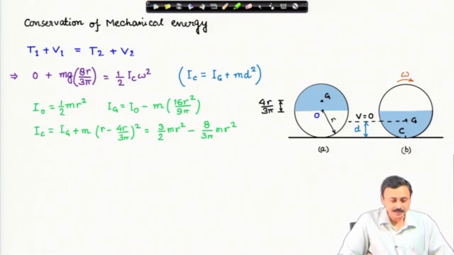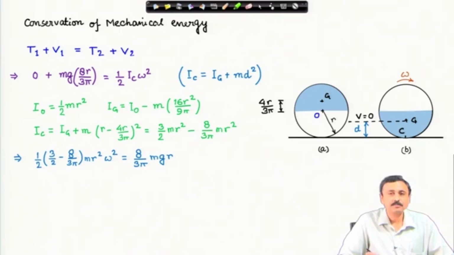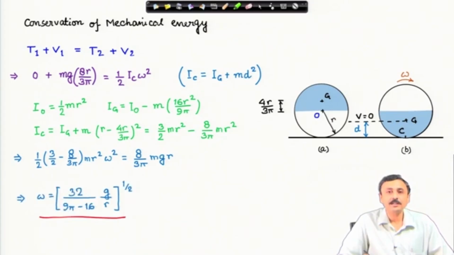So, we have I_C, the moment of inertia about C. I plug in all these expressions in the conservation of mechanical energy of the system, and finally determine omega, the angular velocity. So, this is the first part of the problem.